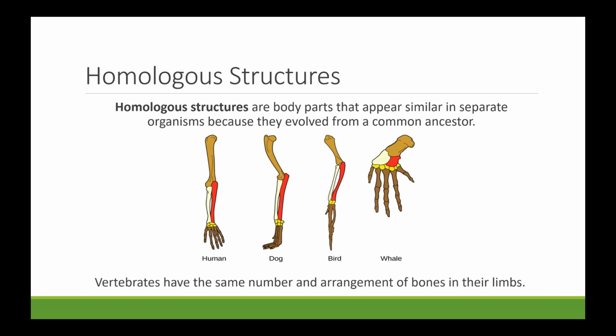So here we see the bones in the arm of a human, the leg of a dog, the wing of a bird, and the front flipper of a whale. You can see that the bones, the ones that are homologous to each other, they've been colorized in the same way.